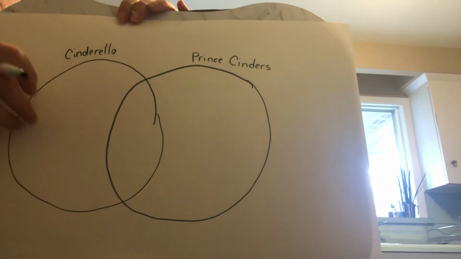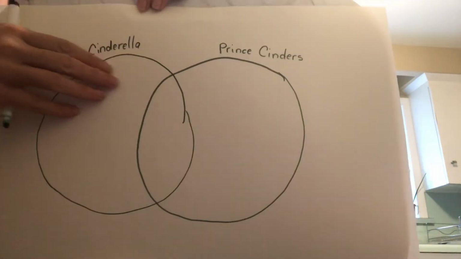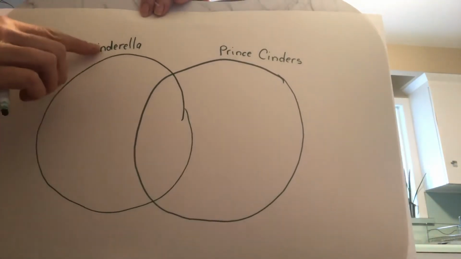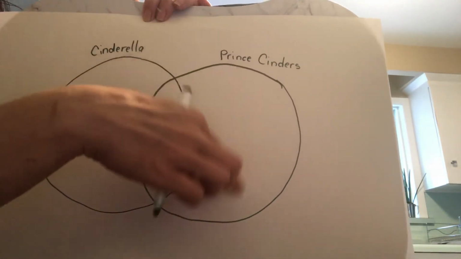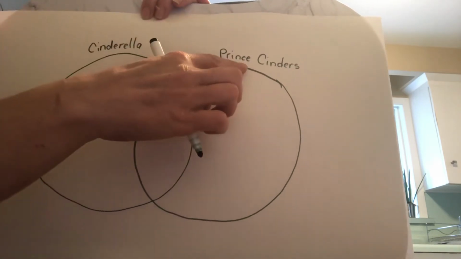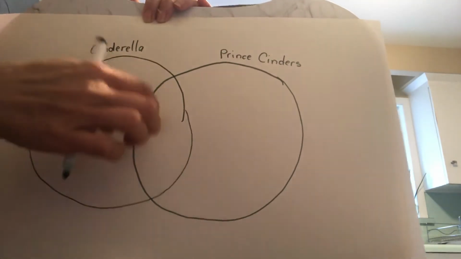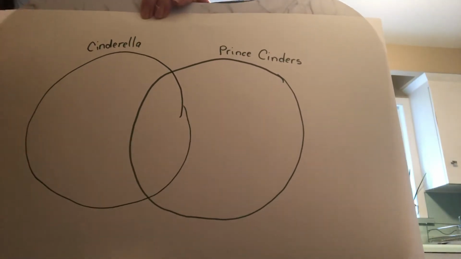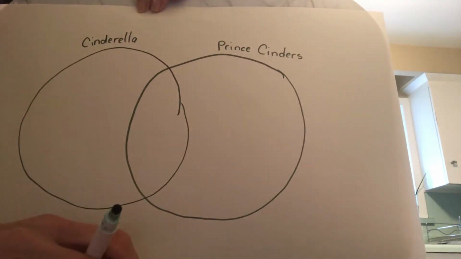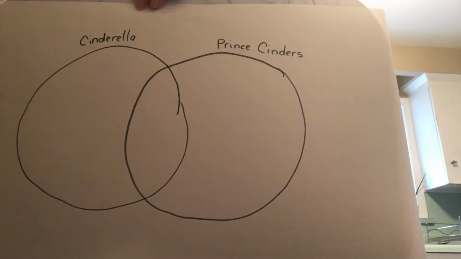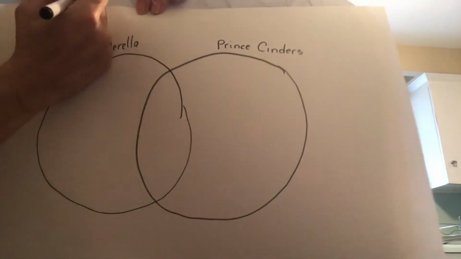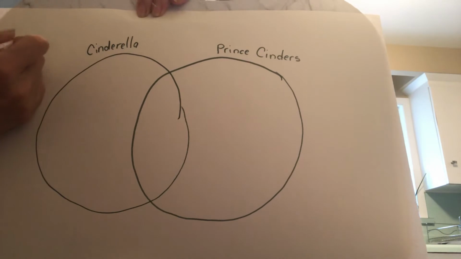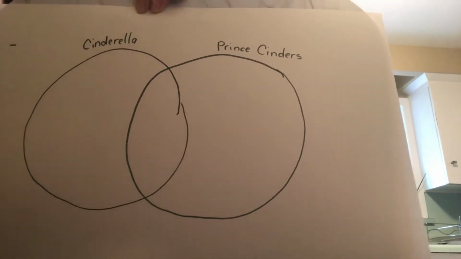Okay, so what we need to do is, over here we need to think and write things that only happened in the story Cinderella. And here, we're going to write things that only happened in the story Prince Cinders. And in the middle, we get to write things that happened in both of them. The good thing about Venn diagrams is you don't have to write complete sentences. You can just do point form. Remember I showed you point form. It's when you make a little line and then you write your information after that.